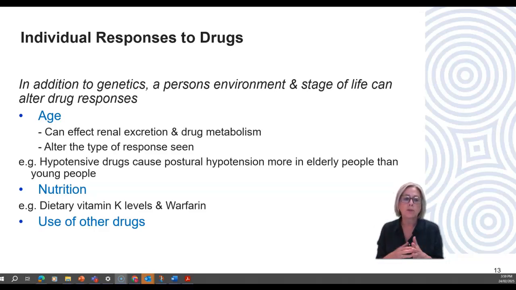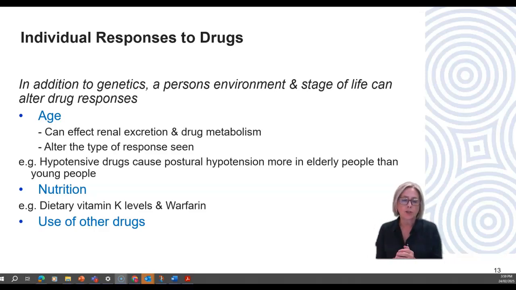So if you have too much vitamin K in your diet and in your body, a certain dose of warfarin is not going to work well enough, and therefore that person will be at risk of clotting. However, if you have too little vitamin K in the body, then that same dose of warfarin is going to work too well, and that person will be at risk of bruising and bleeding.